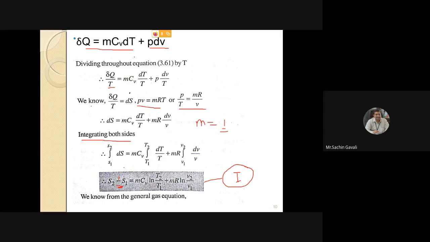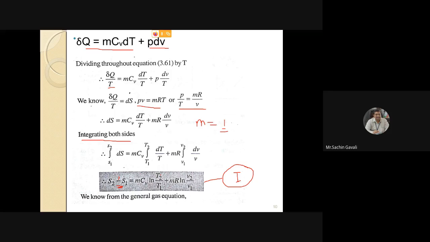Now, if the temperature remains the same, in an isothermal process, where the change of state of an ideal gas occurs at constant temperature, then T2 upon T1 will become 1, and ln of T2 upon T1 is equal to 0. Therefore, in the isothermal condition, S2 minus S1 is equal to mR ln of V2 upon V1. So we can write here mR for the isothermal case.